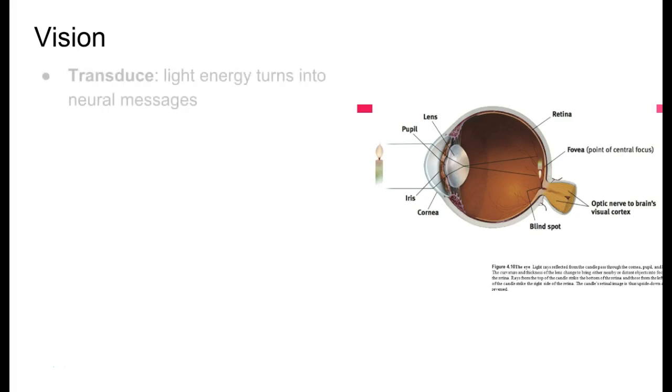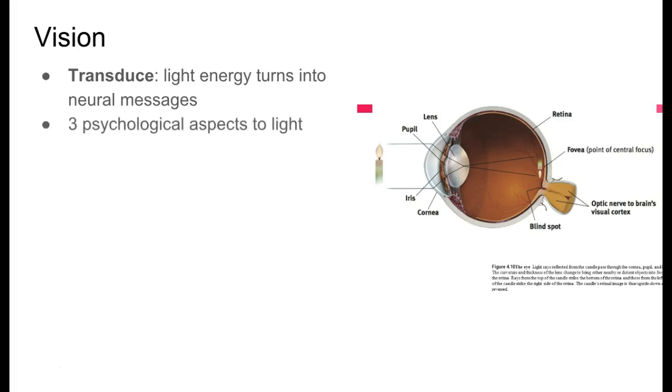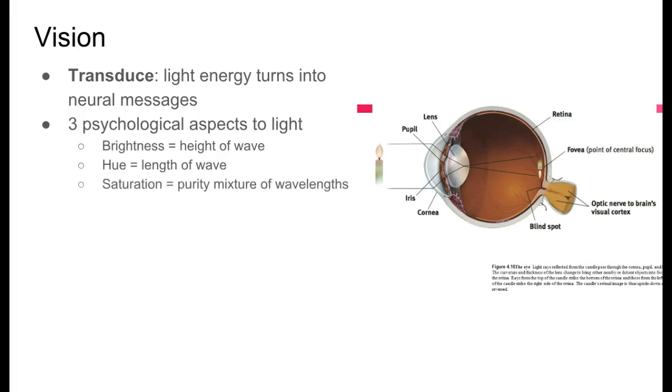Vision. How is it that our eyes work? Well, first it has to, again, turn it into energy, right? And that's called transduction, when we take the light itself and turn it into energy so that our neurons can process it. There are 3 psychological aspects to light. The first is brightness, which is measured by the height of the wave. The second is hue, which is measured by the length of the wave. And the third is saturation, which is a purity mixture of wavelengths.